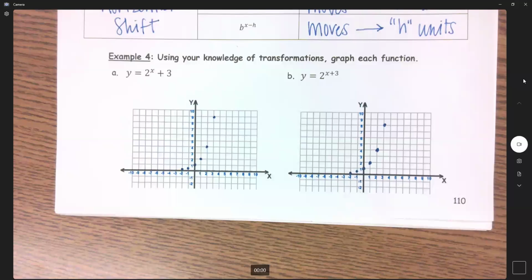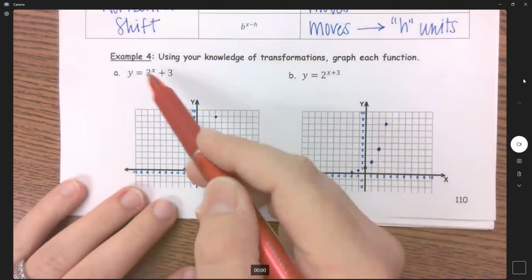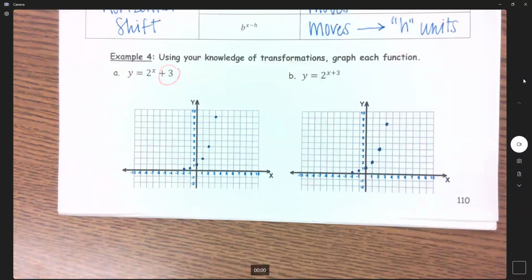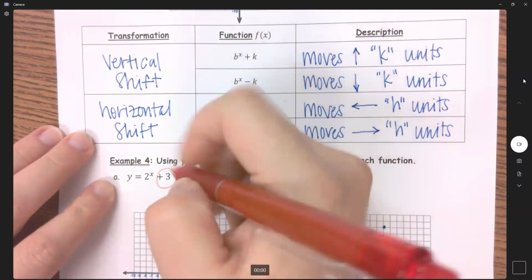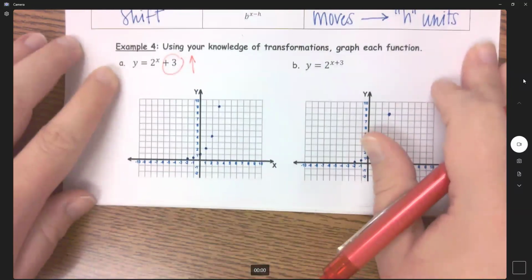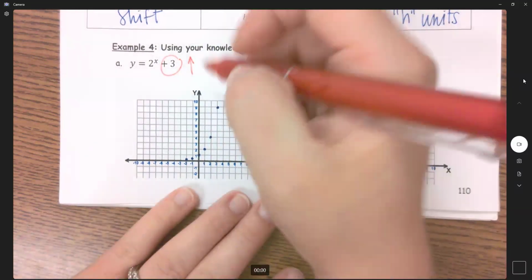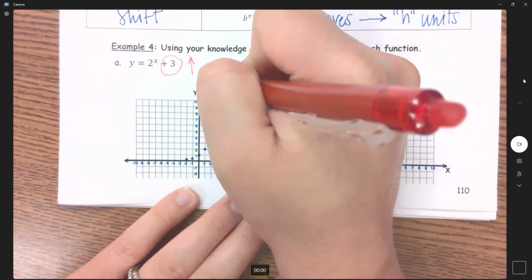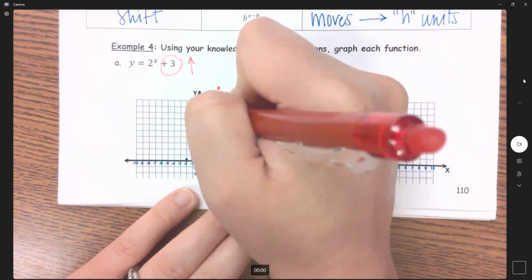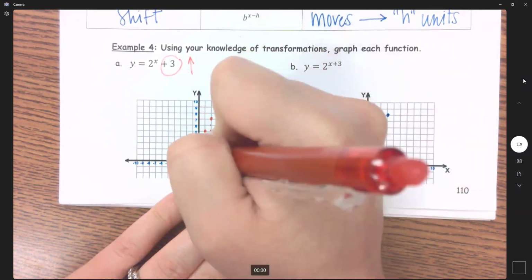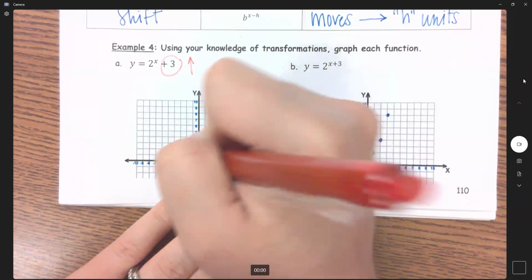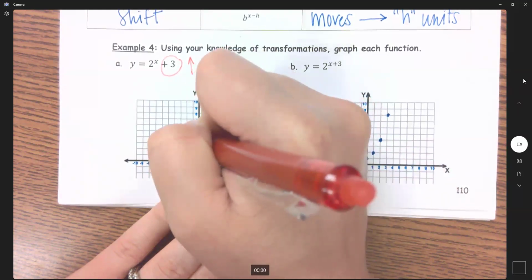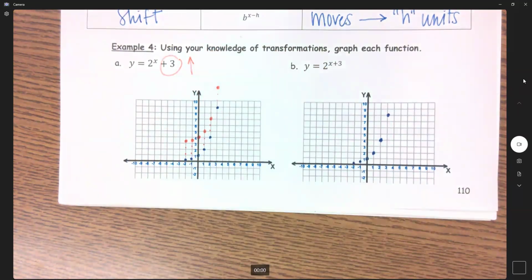So now that I have plotted those same ordered pairs from example 3, what does this plus 3 on the outside do? Well, plus 3, when it's not in that exponent position, that's going to move this graph up. So I'm going to take all of these points and I'm going to move them up 1, 2, 3 units. And here is my graph.